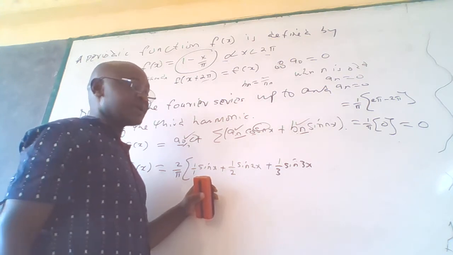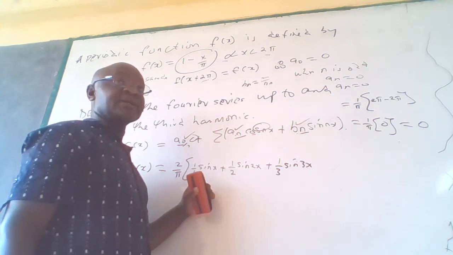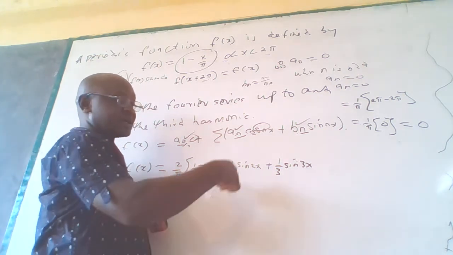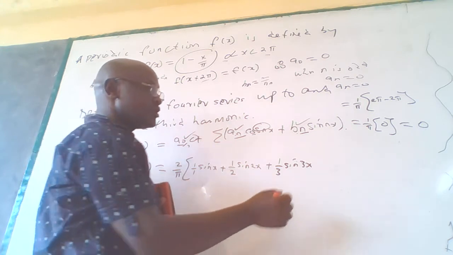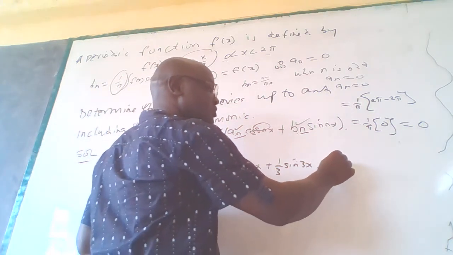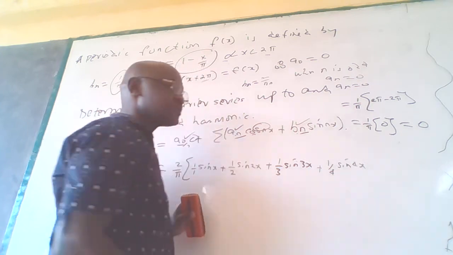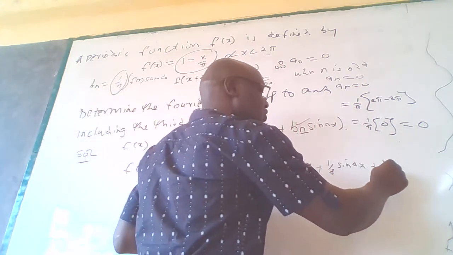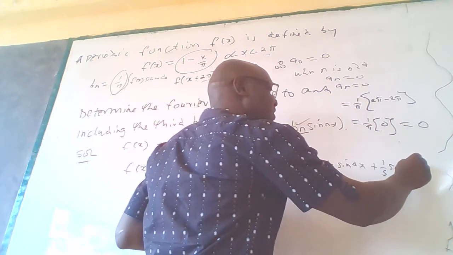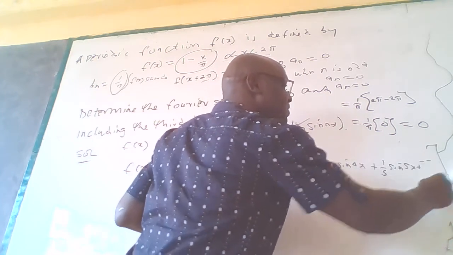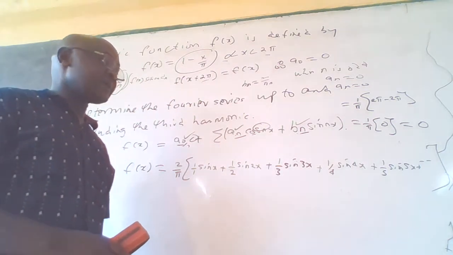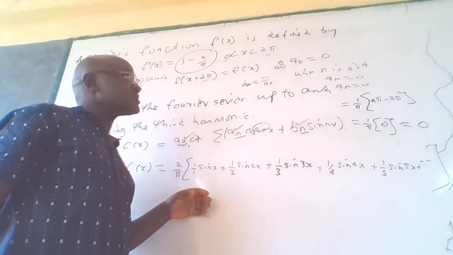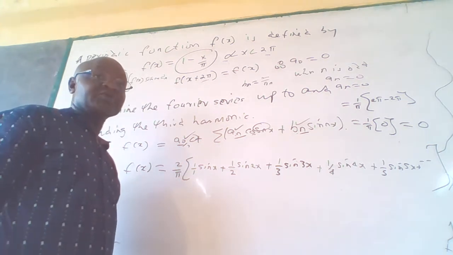Remember they say that you get the series up to and including the third harmonic. At the third harmonic we can stop at that point, but we can proceed. When n is 4, we will have plus 1 over 4 sine 4x. When n is 5, then we shall have plus 1 over 5 sine 5x. And it continues like that. So that's how we get the Fourier series of this equation.